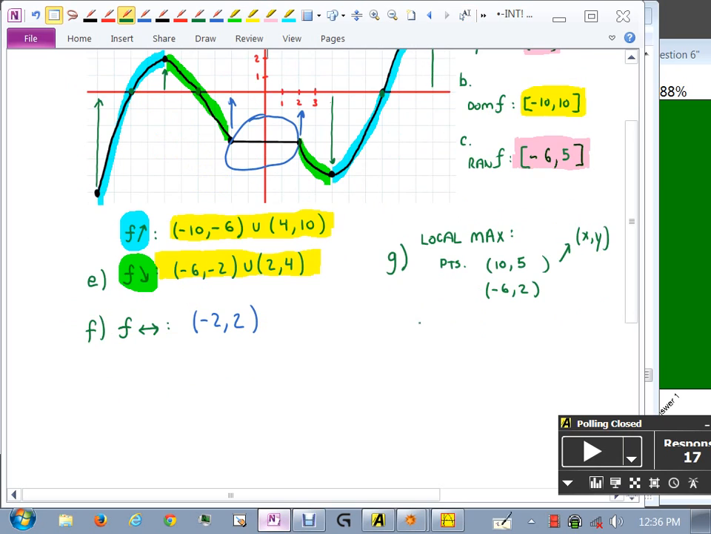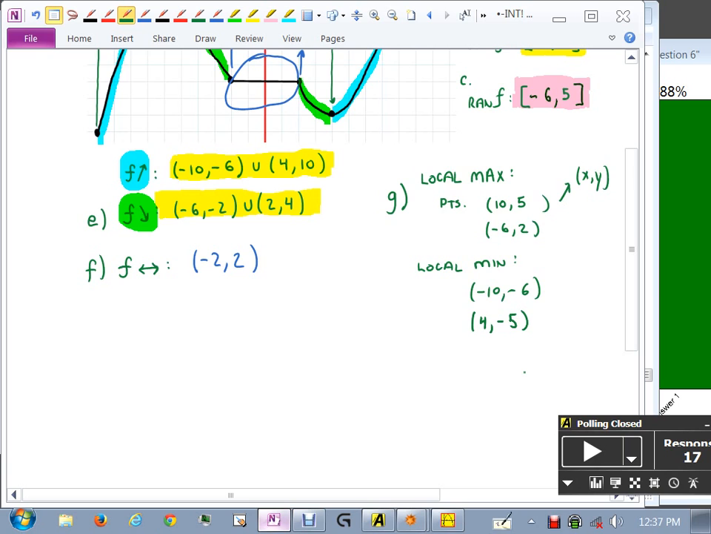How about local minimums? There's that negative 10, negative 6. Anywhere else? Right here, this one. 4, negative 5. That's it for locals.